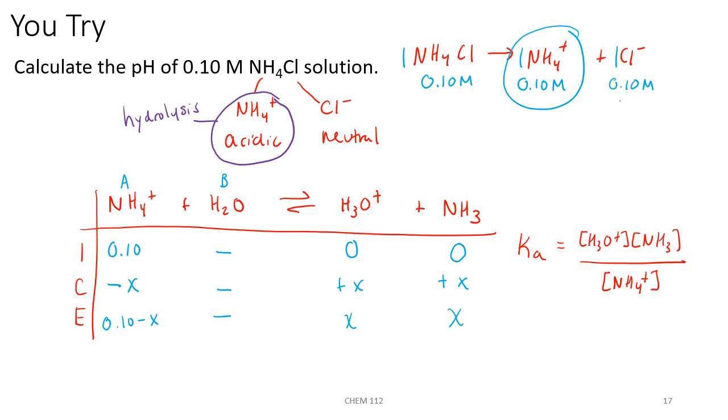We have to use the Ka for NH4+ because it's acting as an acid with water. So when we look up the Ka for our ammonium ion off of our chart, we'll find 5.6 times 10 to the negative 10th power. So it's a fairly weak acid. It's very small, which is normal. So we're going to be able to, once again, ignore that minus X and simplify.